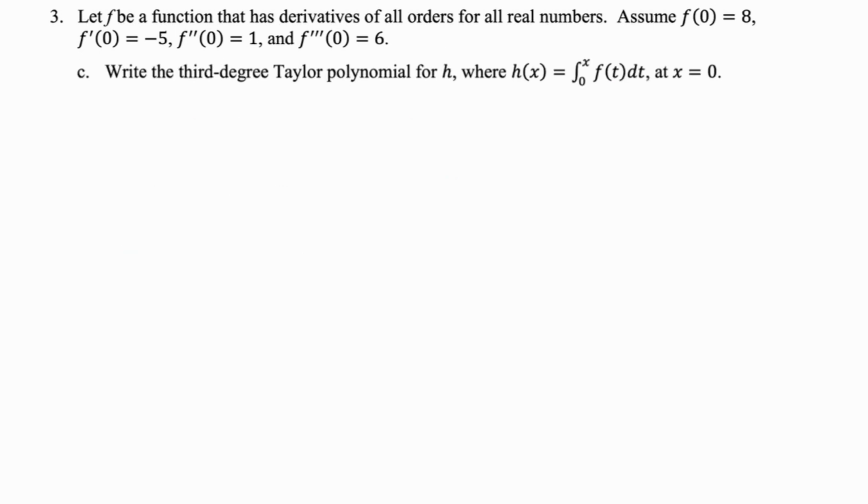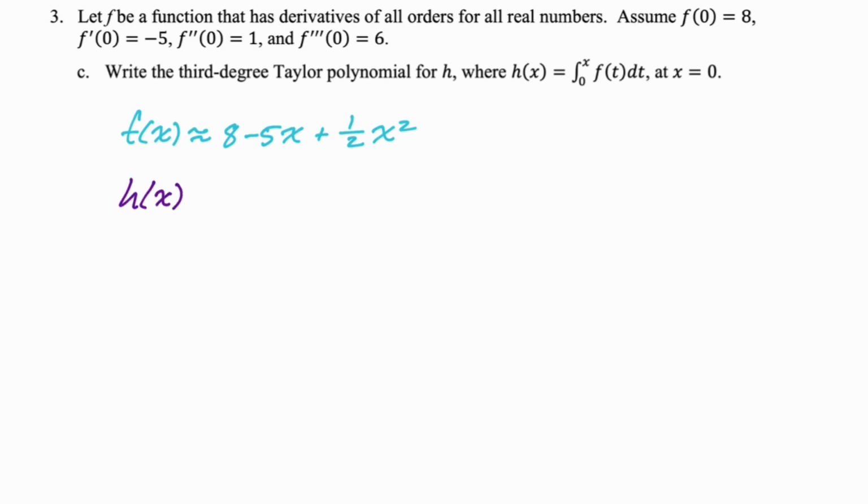Write the third degree Taylor polynomial for h, where h of x is the integral from 0 to x of f of t dt at x equals 0. All right, again, we're going to need f. So here's f. Since we only need third degree when we integrate, we only need to go up to second degree here, because with the power rule we add 1 and multiply by the reciprocal. Add 1 to 2, you get 3, which is the degree that we need.